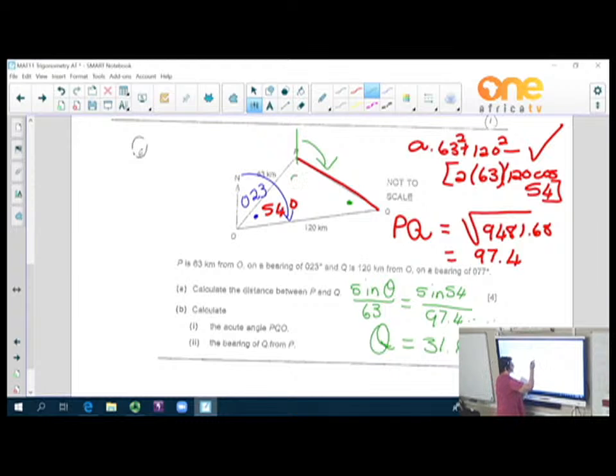Having that one, so that's 94.4. And we can find this angle because it's parallel lines again there. That one is 157 degrees. So now to get this bearing, it is 360 minus that one. And then I have 109. Remember, if they ask for a bearing, it must be a 3-figure bearing, no decimal places there.